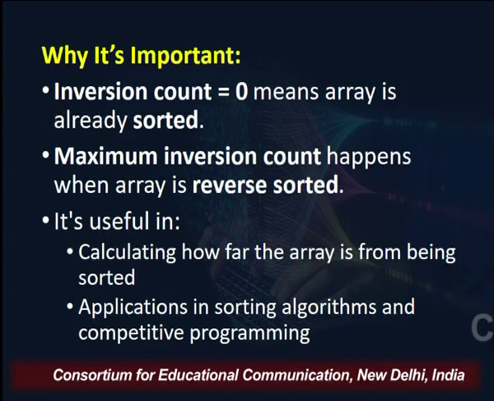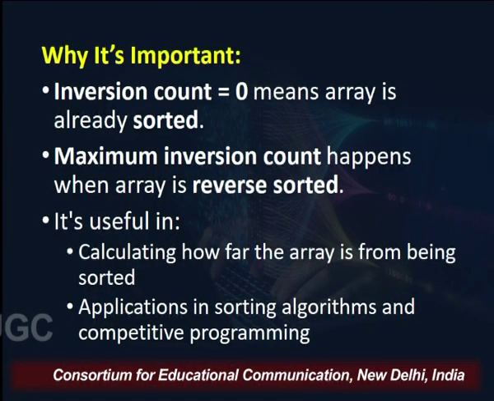Now, as I have already told you, an inversion count of 0 means the array is already sorted, and the maximum inversion count happens when the array is reverse sorted. Fine. So, is it just to gauge the degree of sortedness of an array? Is it really important, or what is the significance of this technique?